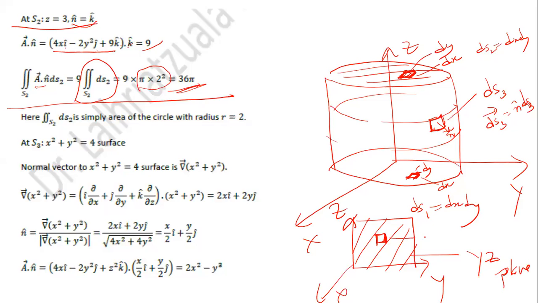So this segment here is dz, this segment here is dy. See, this axis is y, this axis is z, right? So the area element here in this case, ds, will be dy dz. So accordingly you can choose the area element for a flat surface. All right, now for this curved surface, how are we going to choose the area element ds3?